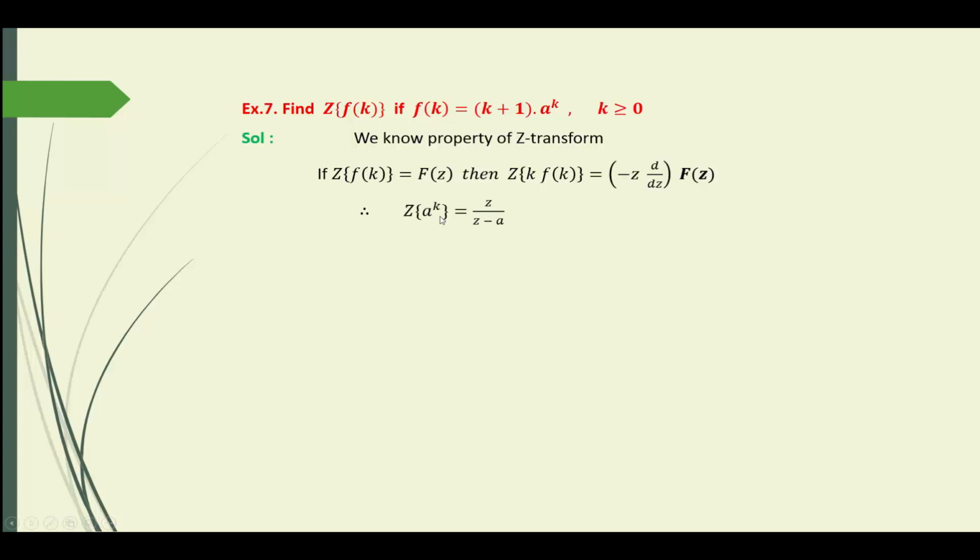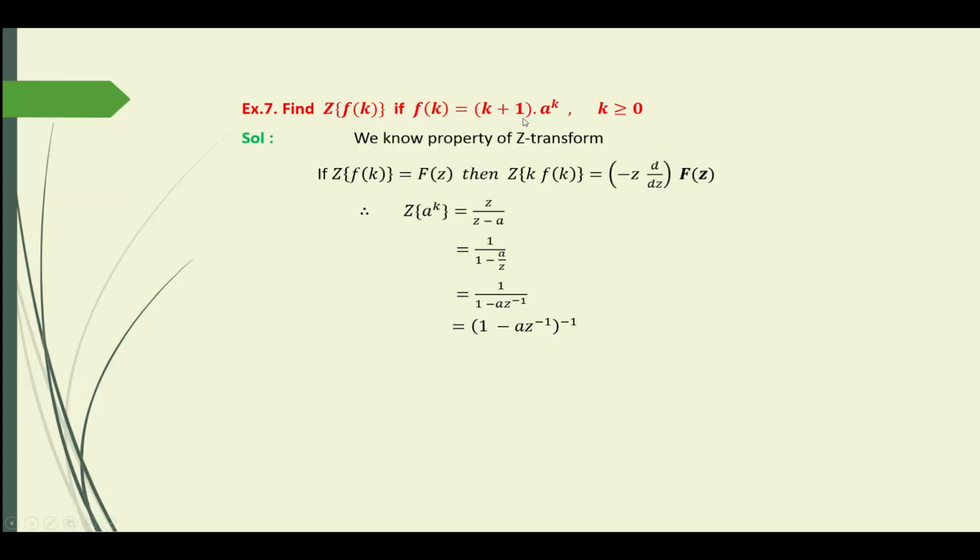We know the z transform of a raised to k is z upon z minus a. Simplify this: divide each term by z, so z upon z is 1, and 1 upon (1 minus a upon z) equals 1 upon (1 minus a into z raised to minus 1). This becomes (1 minus a into z raised to minus 1), total bracket raised to minus 1. This is the z transform of a raised to k.